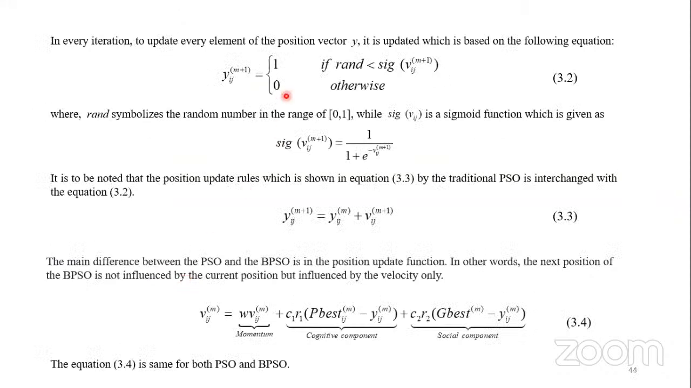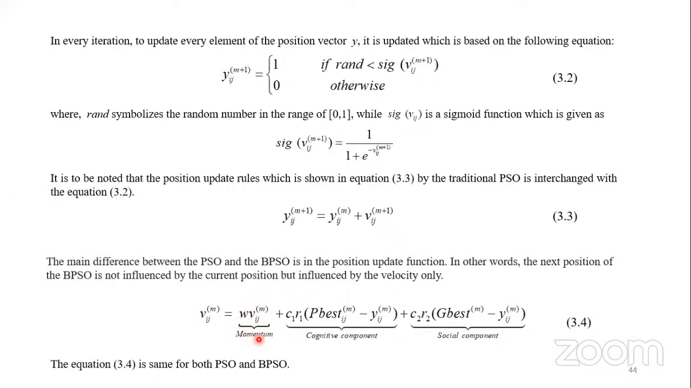Now, these are some of the important equations of binary particle swarm optimization. I'll just discuss these equations here. This is the velocity of your binary particle swarm optimization. And see, there are PSO and BPSO. This is a very important point here: what is the difference? The main difference between particle swarm optimization and binary particle swarm optimization is in the position update function. It means that the next position of BPSO is not influenced by the present position. In case of BPSO it will not influence the present position, but in case of PSO, it does. So this is the equation here.